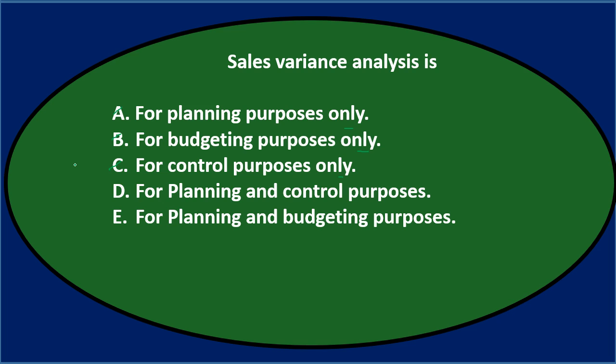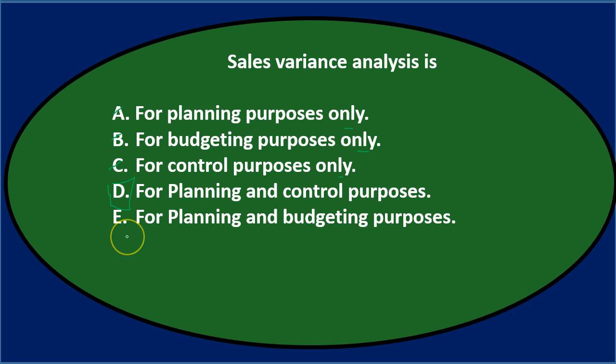And then D says for planning and control purposes. So now we're going to say the planning purposes and control, which is A and C, or E says planning and budgeting purposes. So that one would be taking the planning and then budgeting purposes, and note that that would be A and B. And of those two, we're going to pick the final answer of D for planning and control purposes, meaning the sales variance, the difference in the sales, is going to help us with the planning and the control variance.